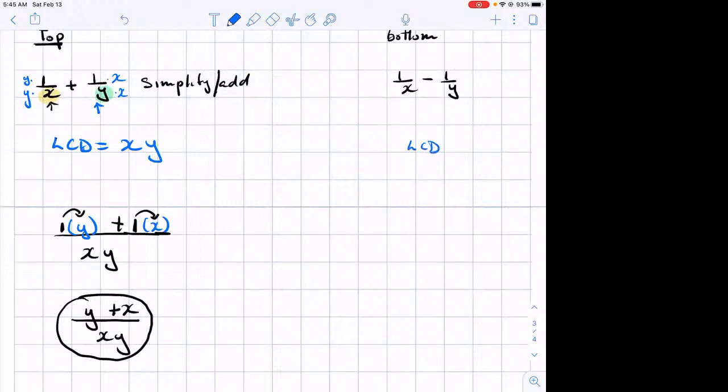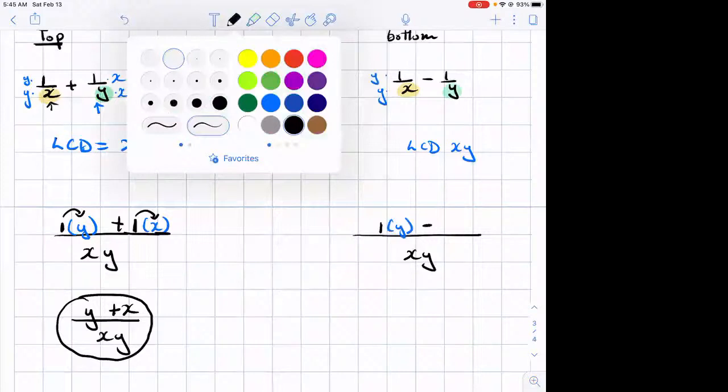Now, if we do the same thing for the bottom, the lowest common denominator will be xy. If I write the common denominator as xy, and then you look at this denominator, we only have x. So that means I have to multiply the top by y. So this becomes 1y, and then minus, and then I do the same thing. If I look at this denominator here, I have a y, so I have to multiply that by x.